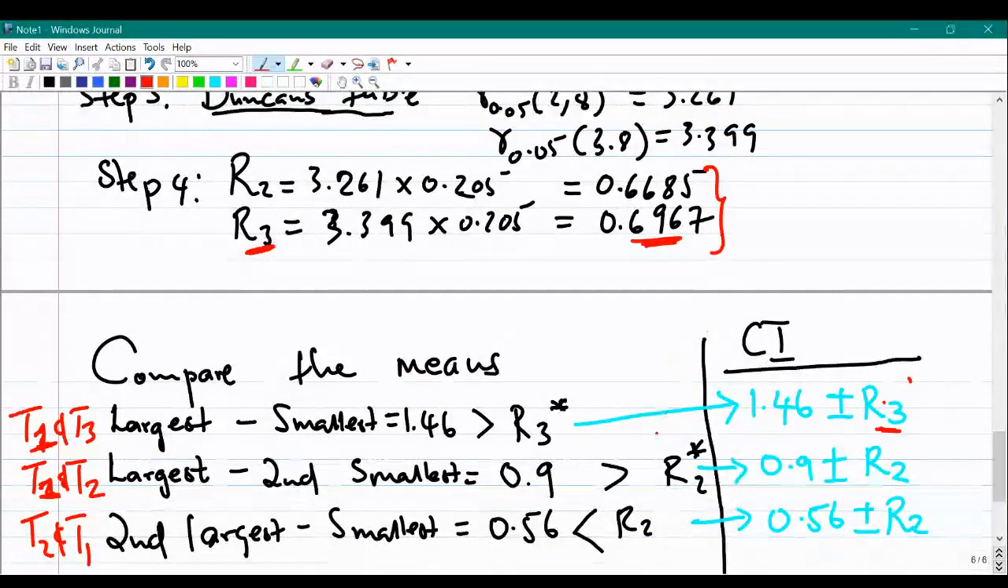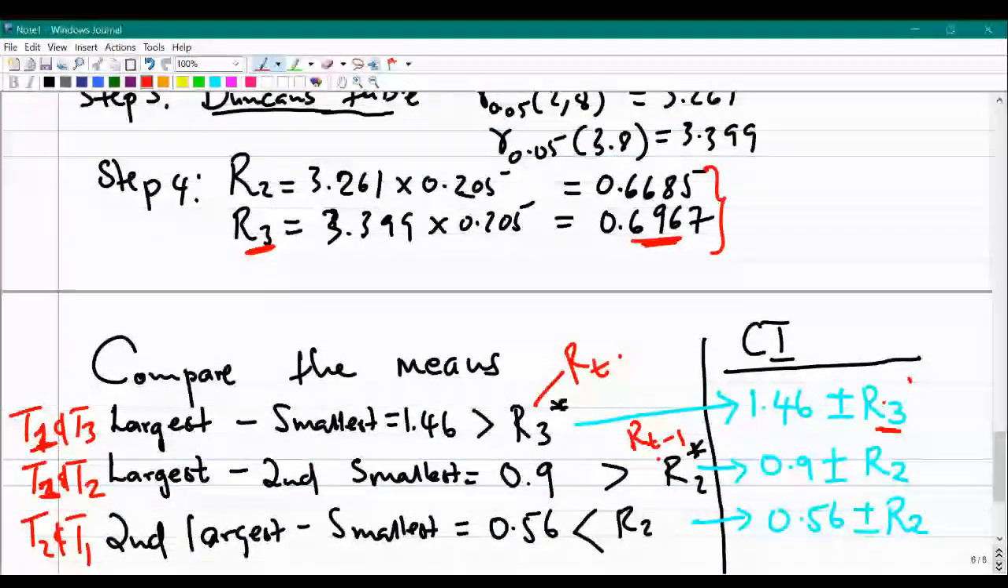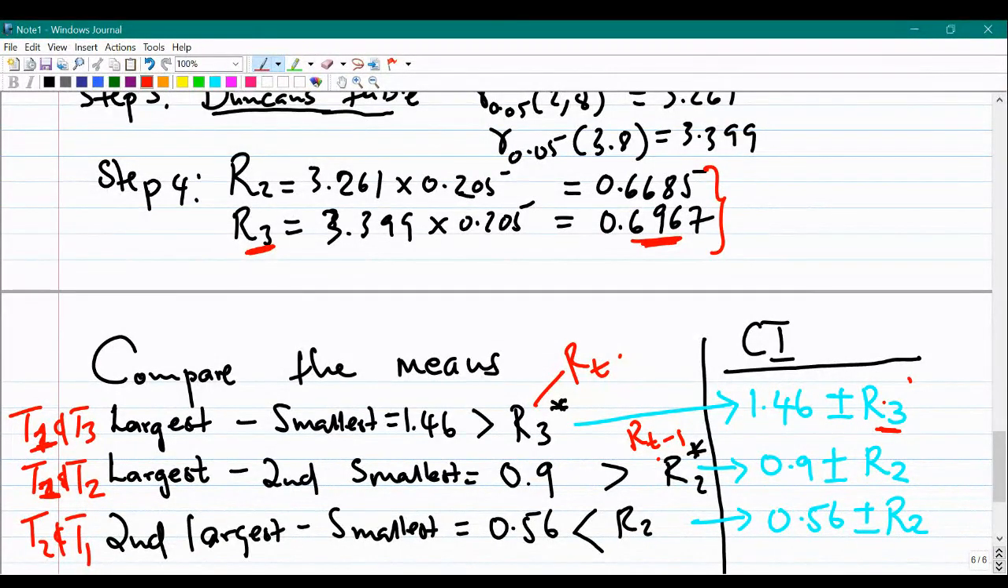Remember, this is RT minus 1, isn't it? Go and check my notes. The second difference, you compare with RT minus 1. This is RT, isn't it? The first difference, you compare it with RT. The second difference, you compare it with RT minus 1.